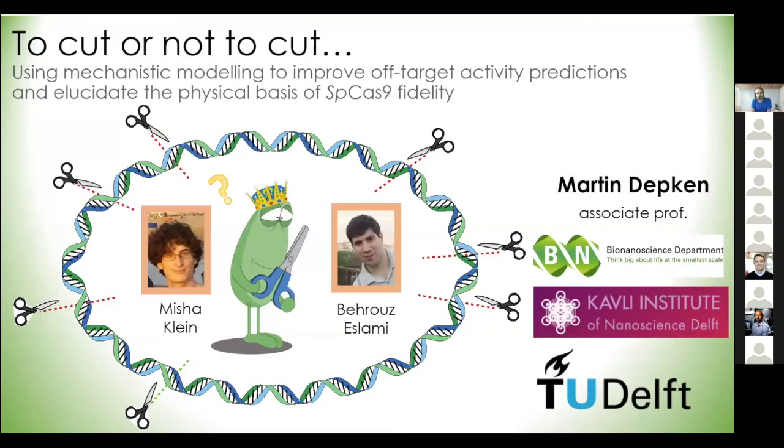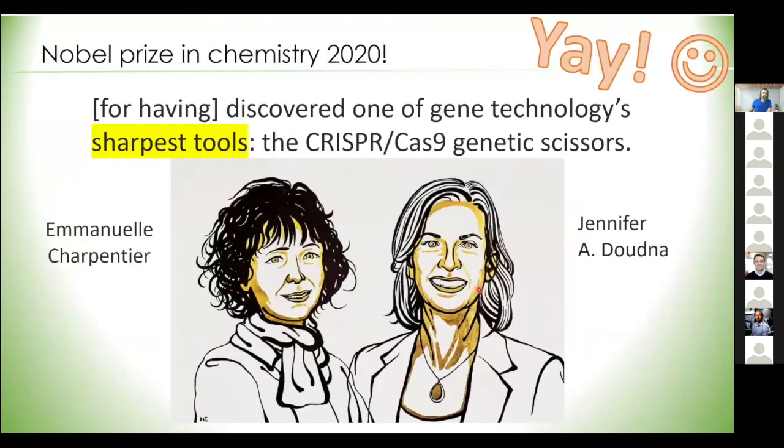Okay, so good morning, everyone. Today I'm going to talk to you about the work that we have done trying to understand the targeting behavior of Cas9, really from a mechanistic point of view. The work is done by Misha Klein and Bruce Islami, and I am an associate professor at the Bionanoscience department in Delft. And given today, I couldn't really resist putting in this slide here. How fitting that I also get the prize for the sharpest tool in gene engineering, and how fitting that I'm going to talk today about exactly how sharp we think it is, or how we can understand how sharp it is.